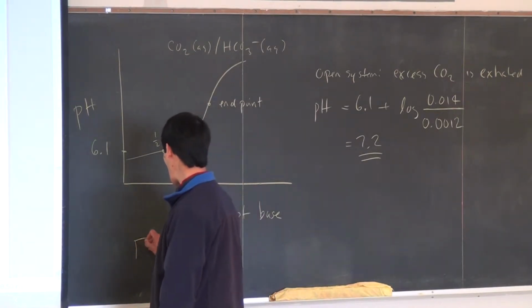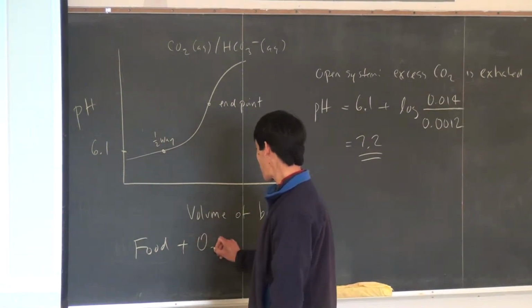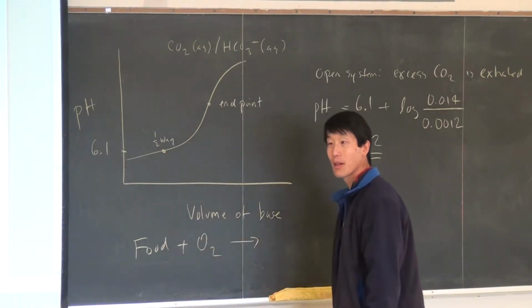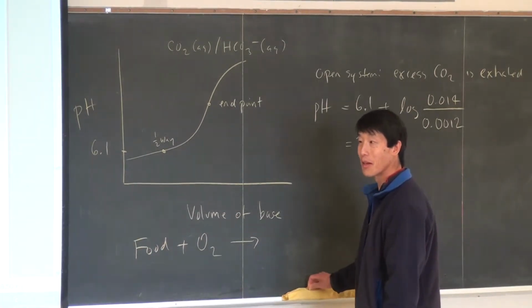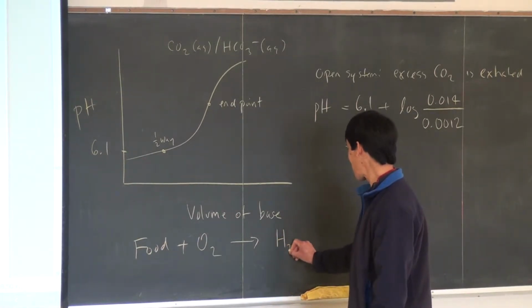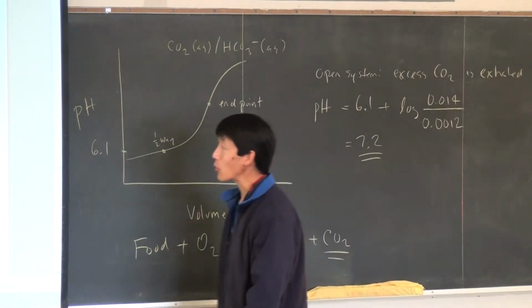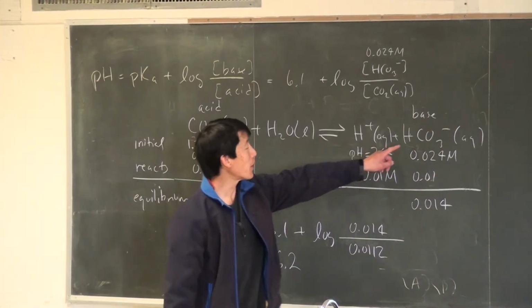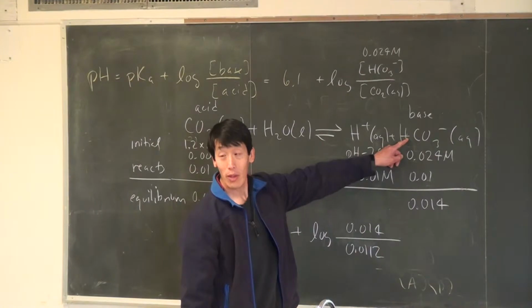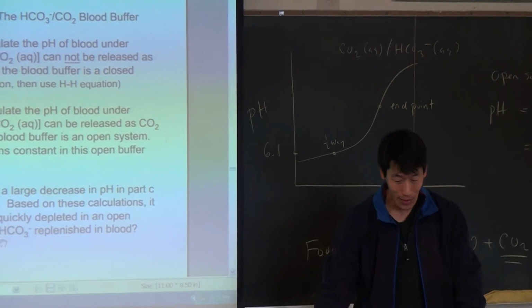Yes, you eat food, because when you eat food, the food reacts with oxygen, and that's going to produce ATP, but what else? It produces water and CO2. So once that CO2 is produced, this CO2 is going to make more H plus and HCO3 minus, and that's going to raise the pH back to where it should be. Okay.